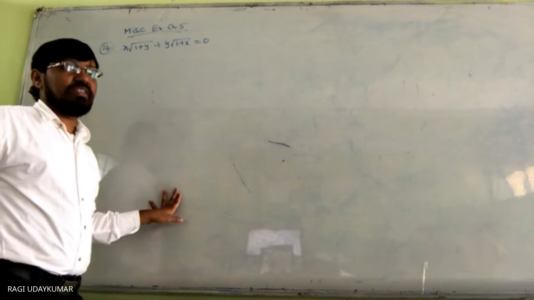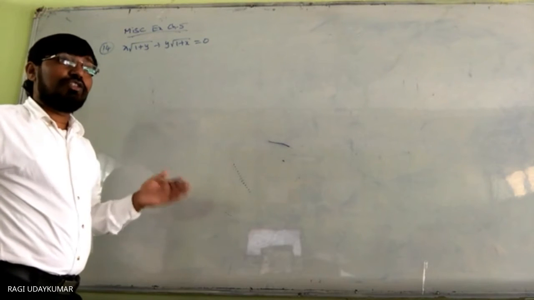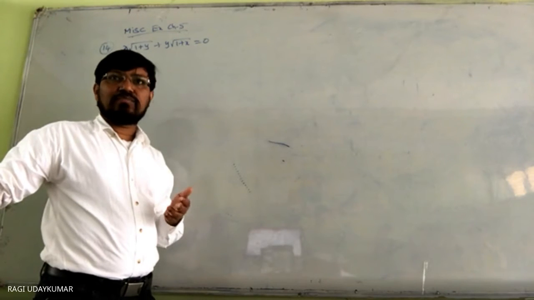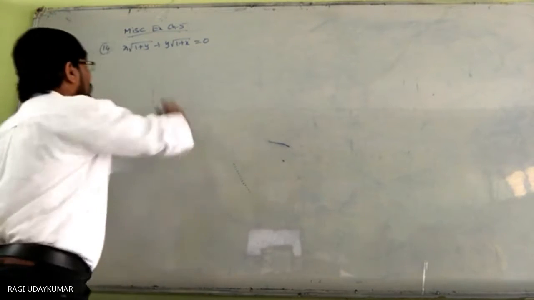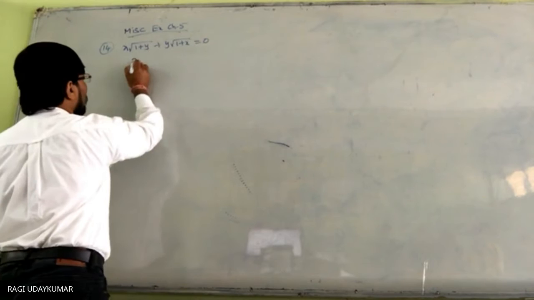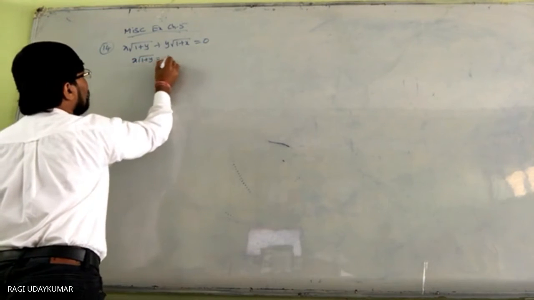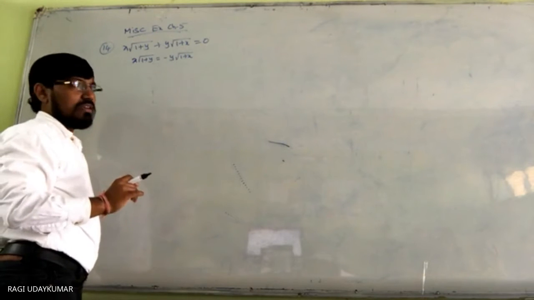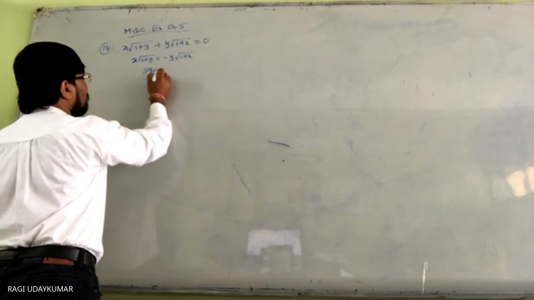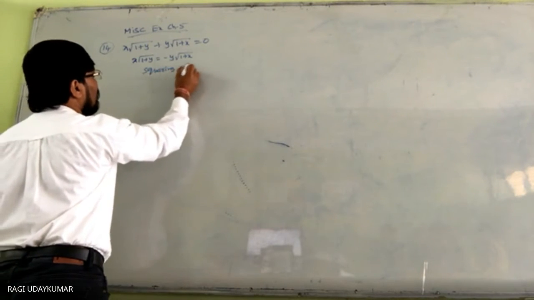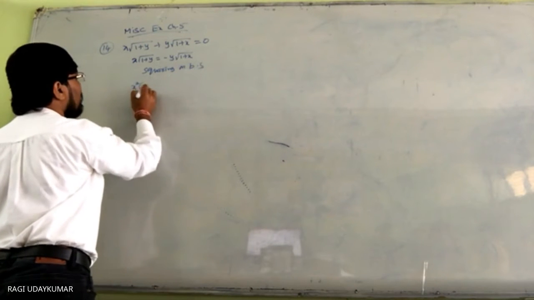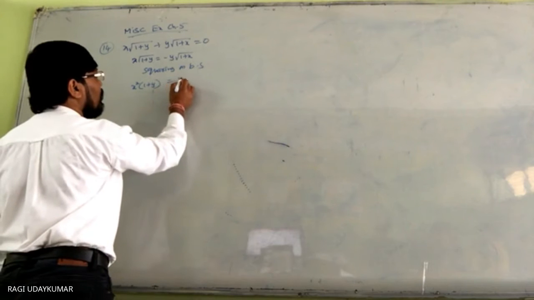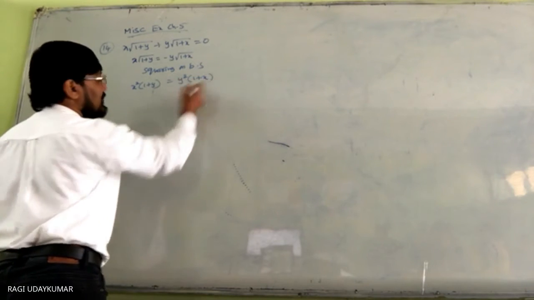First step: y should be expressed in terms of x. So further, take this one to the right hand side. x into under root of 1 plus y is equal to minus y into under root of 1 plus x. Squaring on both sides. So x square into (1 plus y) is equal to y square into (1 plus x).